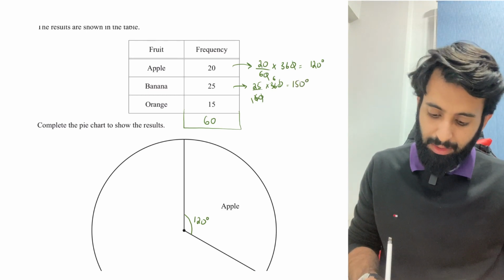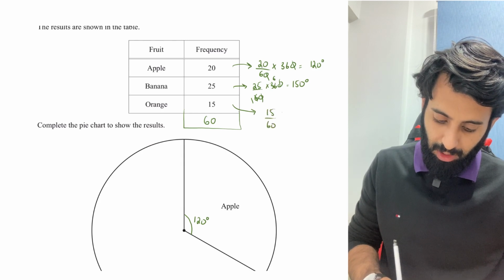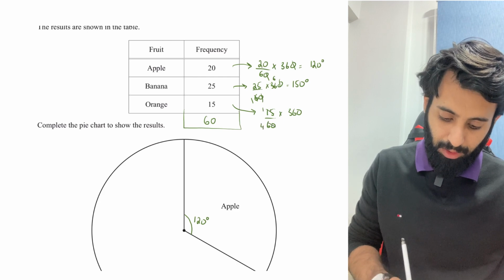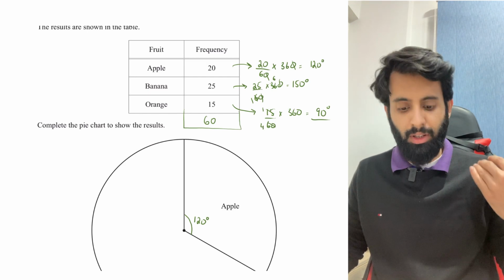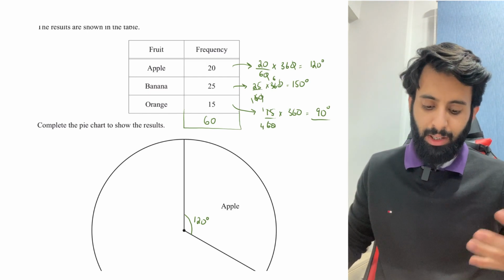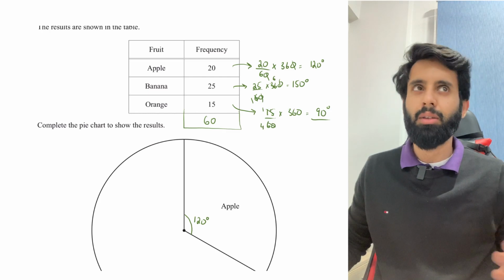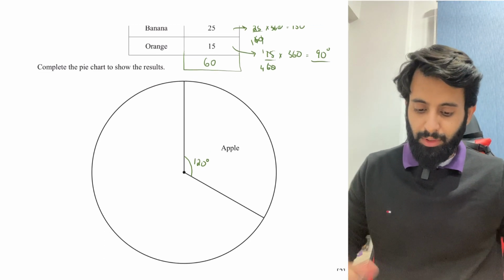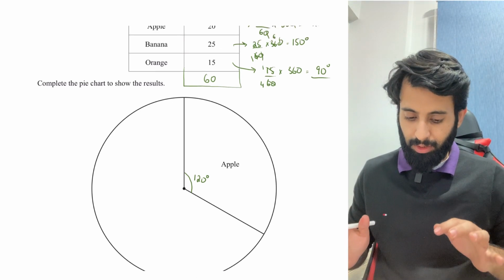Okay, and similarly if you want to work it out for oranges, you do 15 upon 60 and then multiply it by 360. So 15 ones are 15, 15 fours are 60, so that means you're getting 90 degrees. And just to be sure whether we've done it correctly or not, I'd like to sum them up and see if I'm getting 360. So 120 plus 150 is 270, 270 plus 90 is indeed equal to 360, so that means I'm sure that I've done it correctly. Okay, so now comes the plotting part.